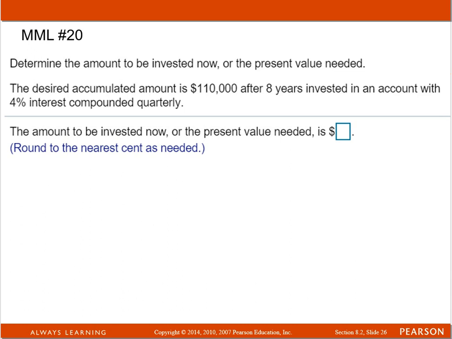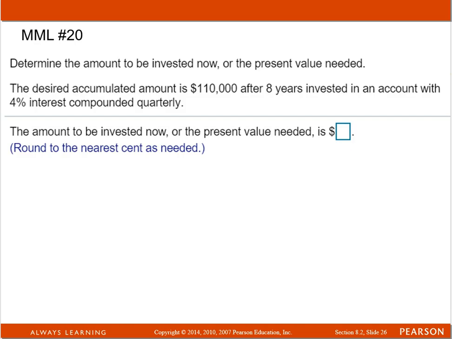Okay, 20 is very similar to the one that I just did. It says determine the amount to be invested now, or the present value needed. The desired accumulated amount is $110,000 after 8 years, invested in an account with 4% interest compounded quarterly.